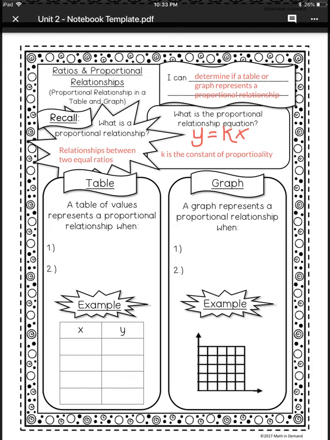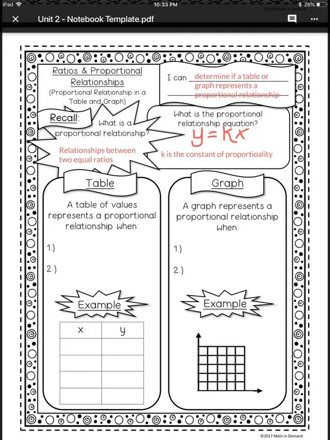Hello everyone. Today's learning goal is I can determine if a table or graph represents a proportional relationship. Recall, what is a proportional relationship? It is a relationship between two equal ratios.